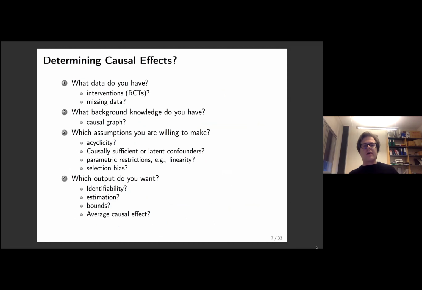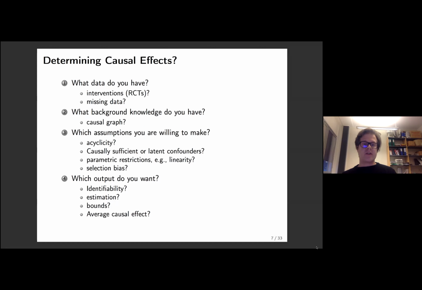Then when you want to gain knowledge on causal effects, you can look at it in these 4 dimensions. So it depends on what data you have. Maybe you have interventions on some of the variables. Maybe you have missing data. On the second dimension, what kind of background knowledge do you have? Maybe you know the causal graph structure beforehand, maybe you don't.